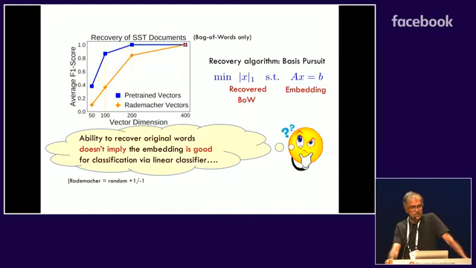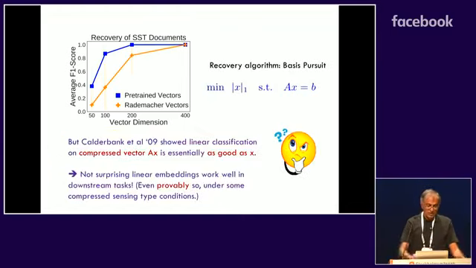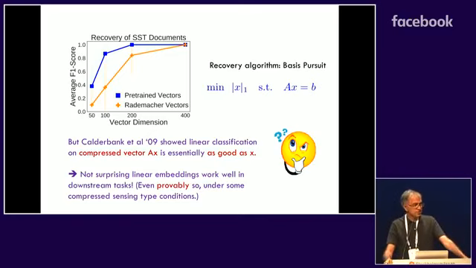now you think, okay, wait, remember the utility question. Just because you can recover the original words from the embedding doesn't mean they have good utility, because the utility is that they have to do well when you do classification in the downstream task. That's the utility we are interested in, not compressing or recovering. Well, then there's a simple result which we rediscovered and then found was proved in Calderbank et al. It shows that linear classification on the compressed vector AX under these compressed sensing conditions is essentially as good as doing the classification on X.